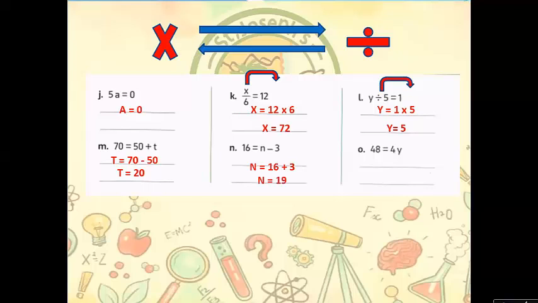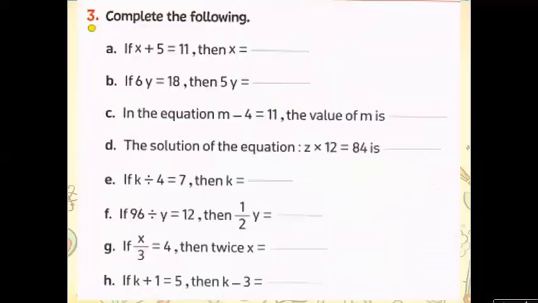And the last one, 48 equals 4y. 4y means 4 times y. So I'm going to put the 4 outside and change the operation from times to divide. 48 divided by 4 equals 12. Let's move to the next slide and solve a lot of equations.